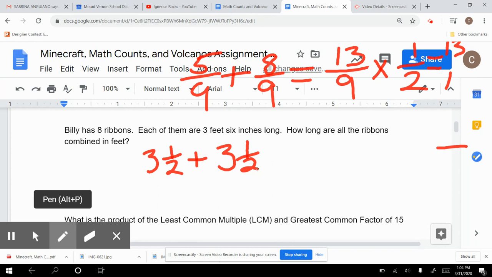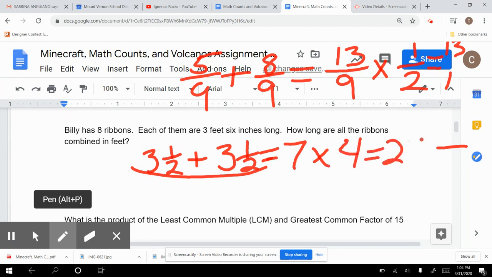Well, if I have 3.5 feet and 3.5 feet, that gives me 7. Now, what I need to figure out is how many 7s do I have? This makes a pair of ribbons. So you could look to see how many pairs of ribbons I have. Well, if you have 8 ribbons, that would be 4 pairs. So I would multiply this number by 4, which would give me 28 feet. Okay, that would be one method.